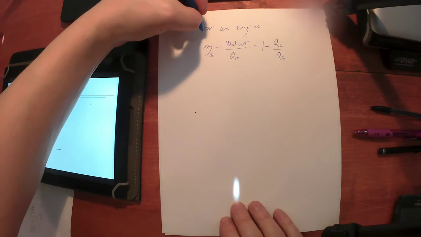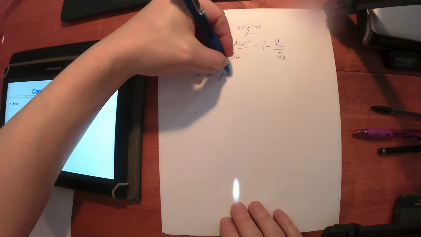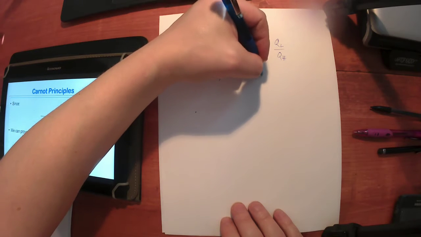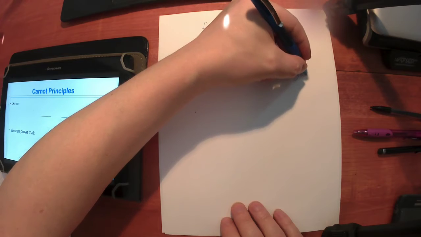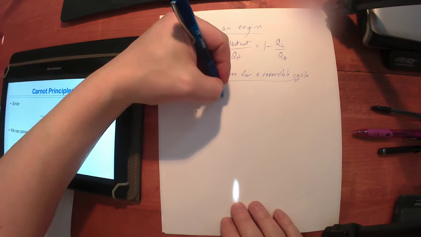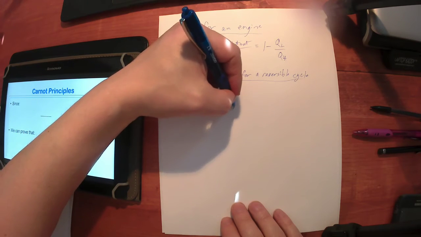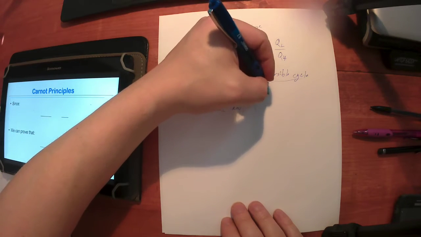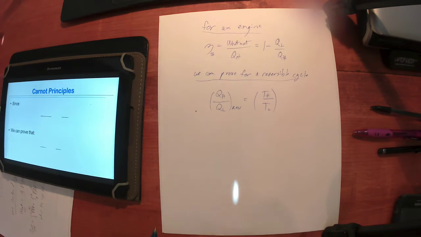Now, we can prove for a reversible cycle that the ratio of heat transfers, if everything is done reversibly, is equal to the ratio of temperatures at which those heats are being exchanged.